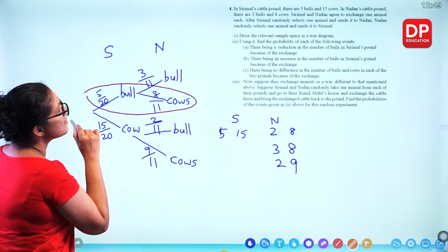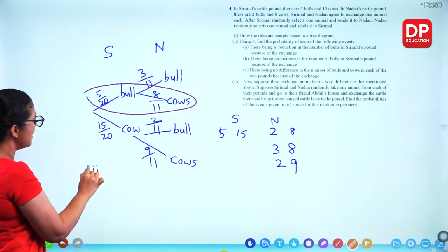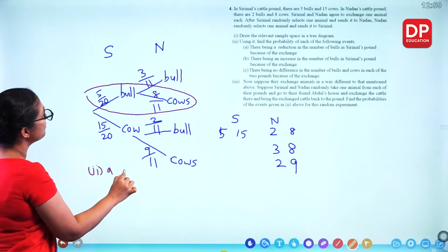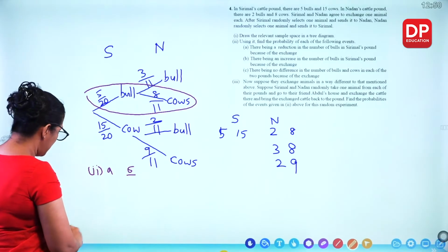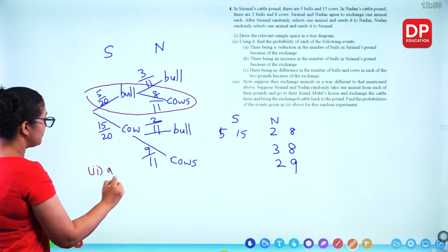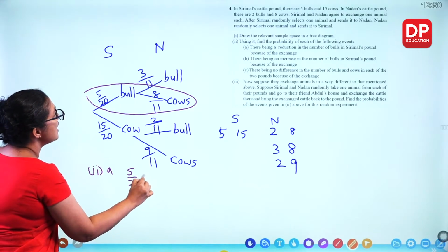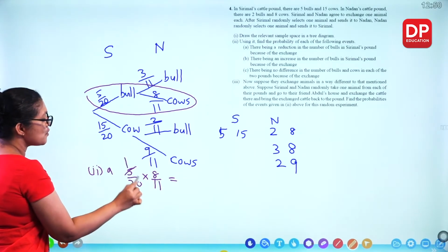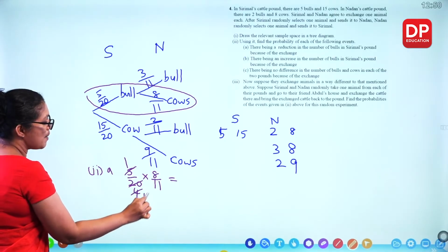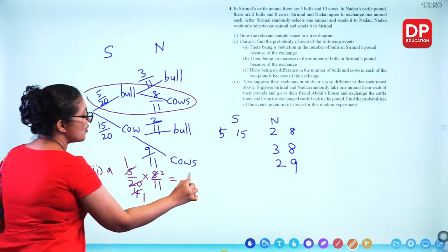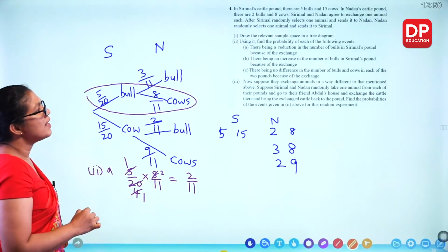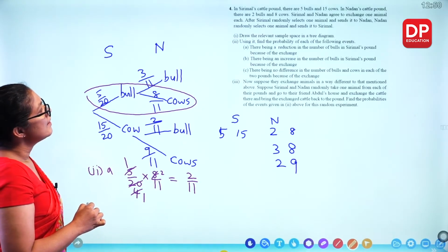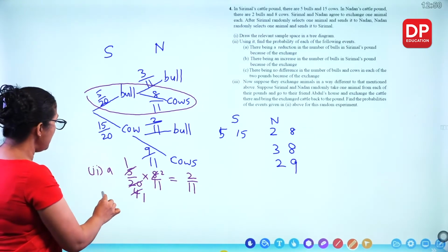So what's the first part? 2a, you get 5 over 20 into 8 over 11. 5 times 1, 5 times 4, 4 times 1, 4 times 2. So the answer is 2 over 11. Then the next one, part B.